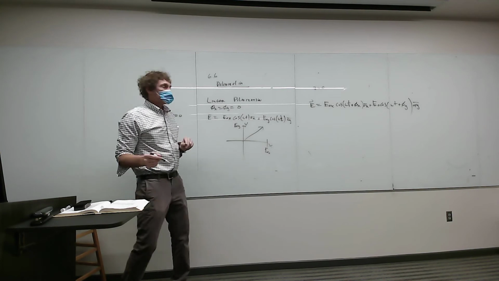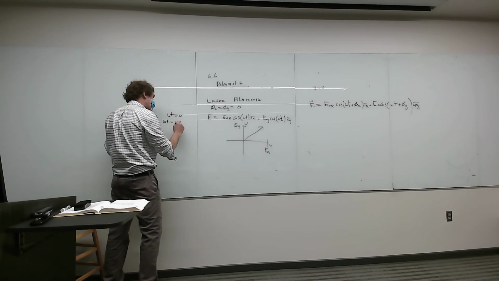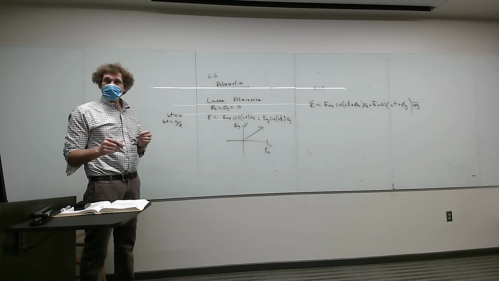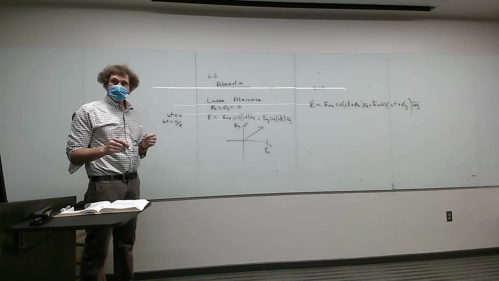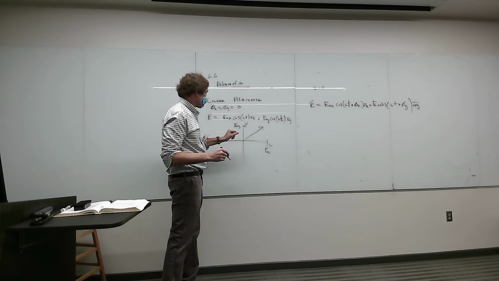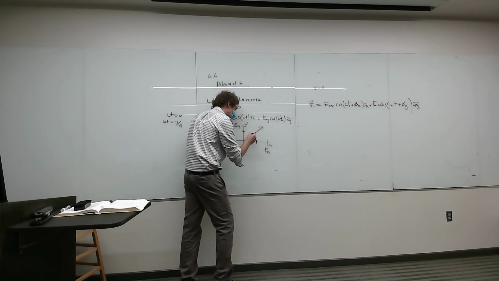Now what happens when omega t is equal to pi over 4? Well, that's like 45 degrees, right? Pi over 4 is 45 degrees. The cosine of 45 is 1 over square root of 2, right? 1 over square root of 2, both places, times E naught x, times E naught y. If you look, you're on the same line. You would be here. You all see that?